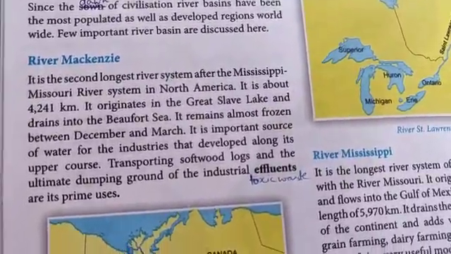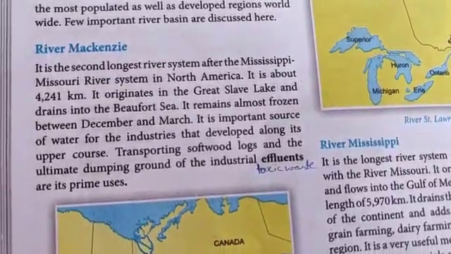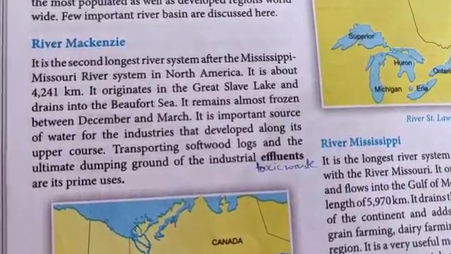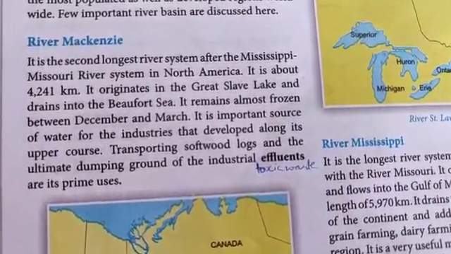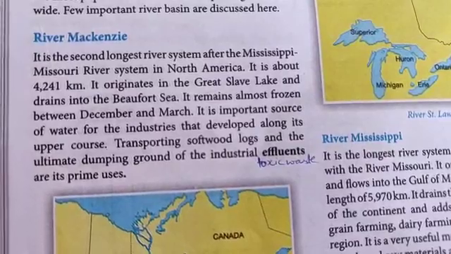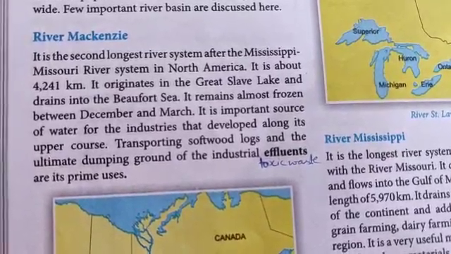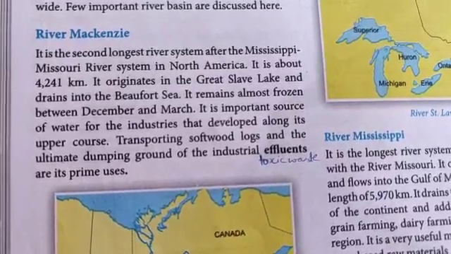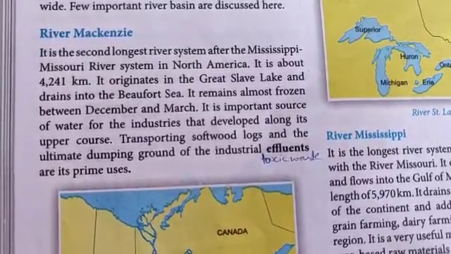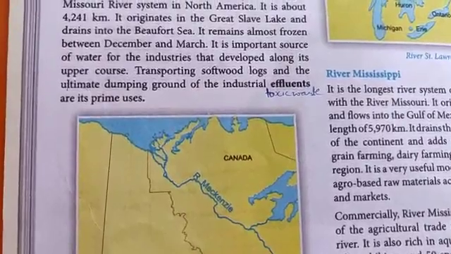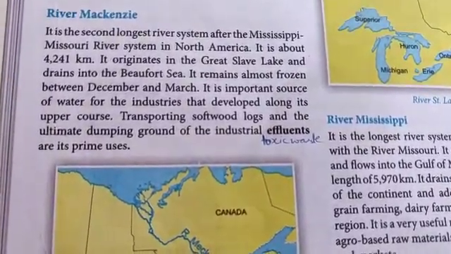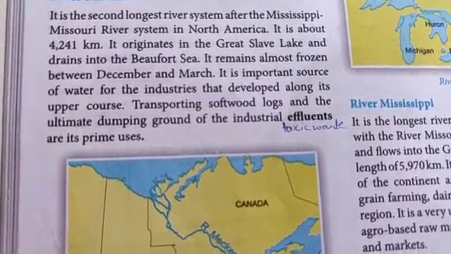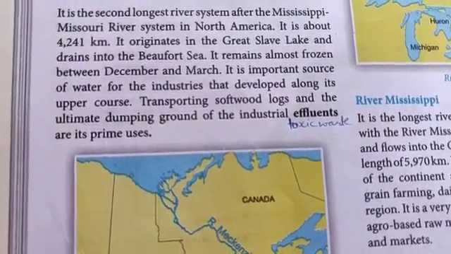Now first we are going to learn about river Mackenzie. Underline, it is the second longest river system after the Missouri river system in North America. It is about 4,241 kilometers. Underline, it originates in the Great Slave Lake and drains into the Beaufort Sea. It remains almost frozen between December and March. It is an important source of water for the industries that developed along its upper course.